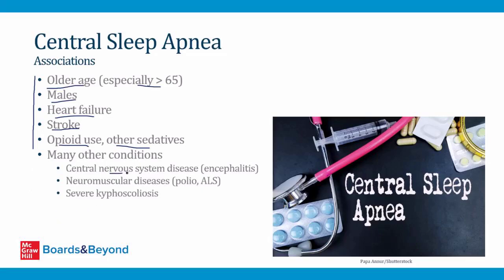It's been tied to central nervous system diseases, especially encephalitis. Patients who have neuromuscular disease like polio or ALS can get central sleep apnea. It's also been described in patients who have abnormalities of the spine and the thorax, things like severe kyphoscoliosis.